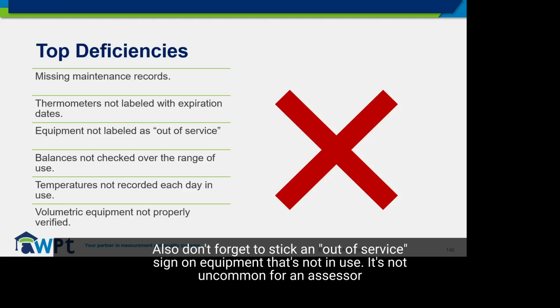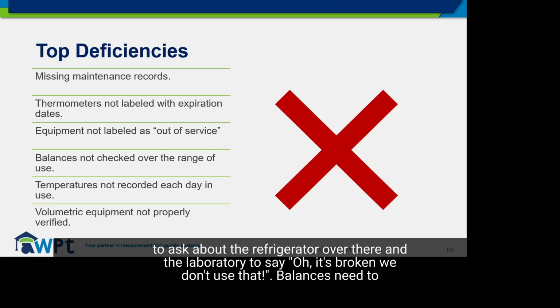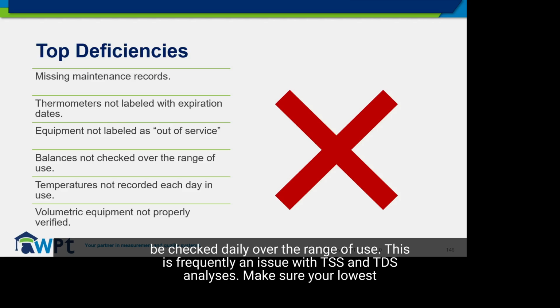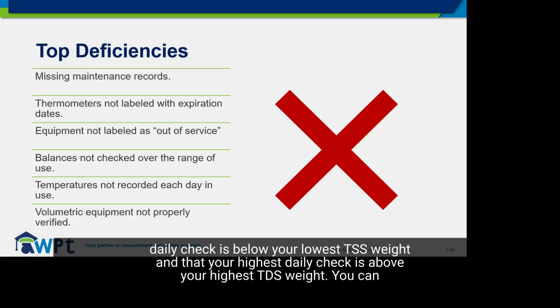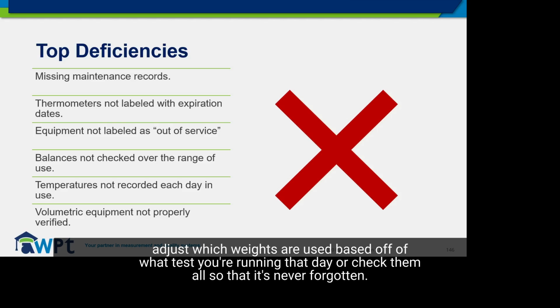Also, don't forget to stick an out-of-service sign on equipment that's not in use. It's not uncommon for an assessor to ask about the refrigerator over there and the laboratory to say, "Oh, it's broken, we don't use that." Balances need to be checked daily over the range of use. This is frequently an issue with TSS and TDS analysis. Make sure your lowest daily check is below your lowest TSS weight and that your highest daily check is above your highest TDS weight. You can adjust which weights are used based off of what test you're running that day, or check them all so that it's never forgotten.